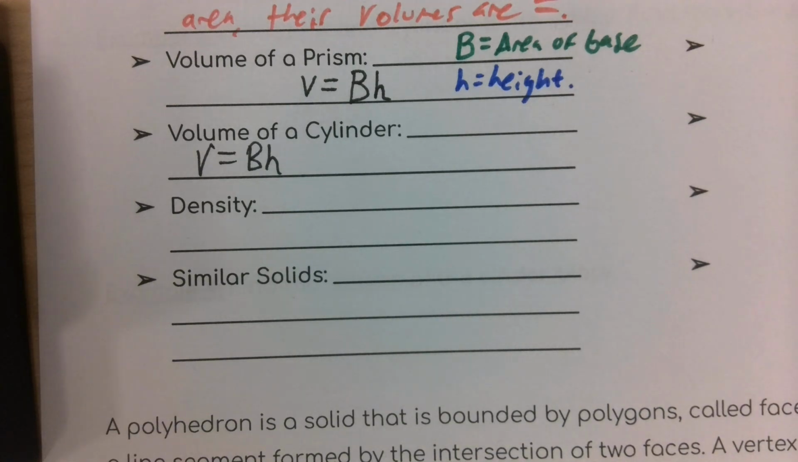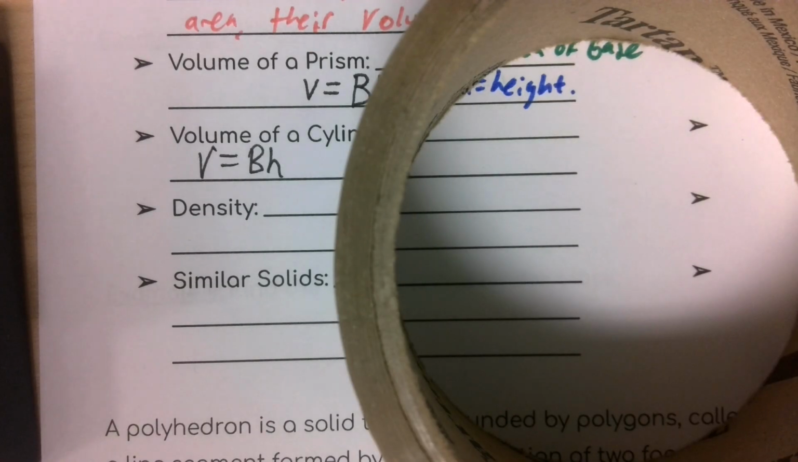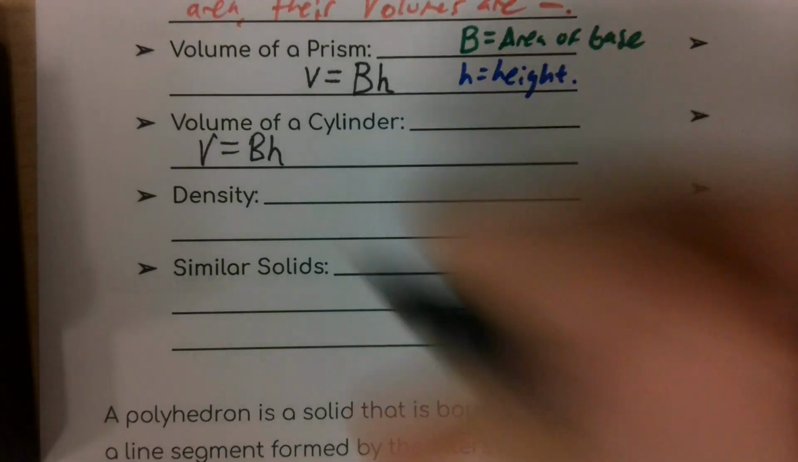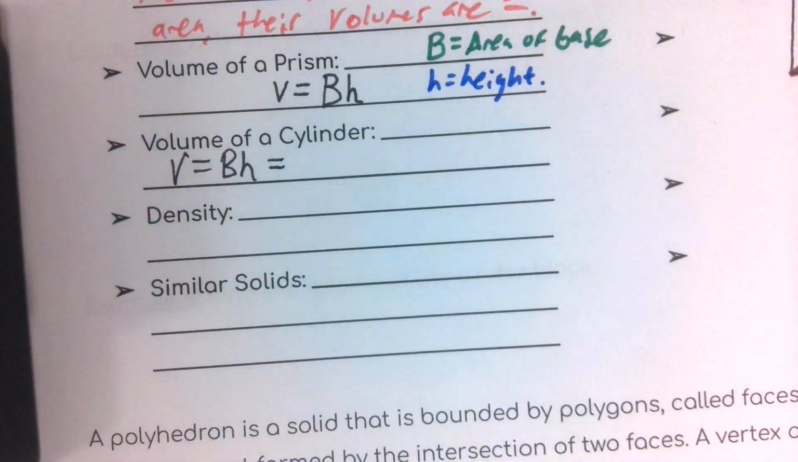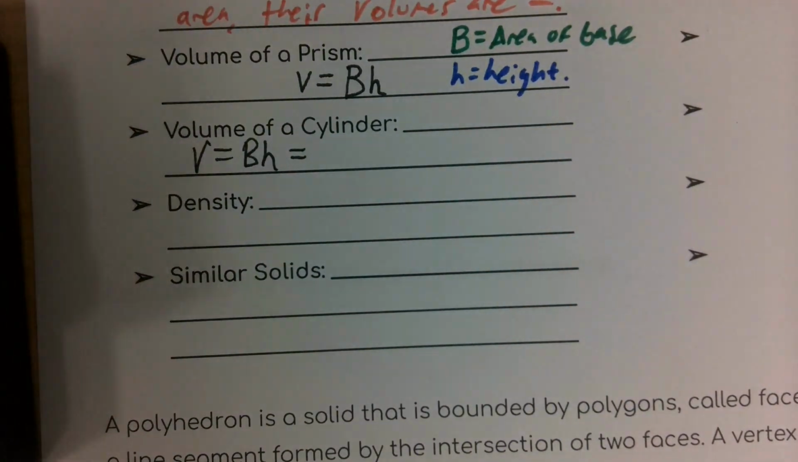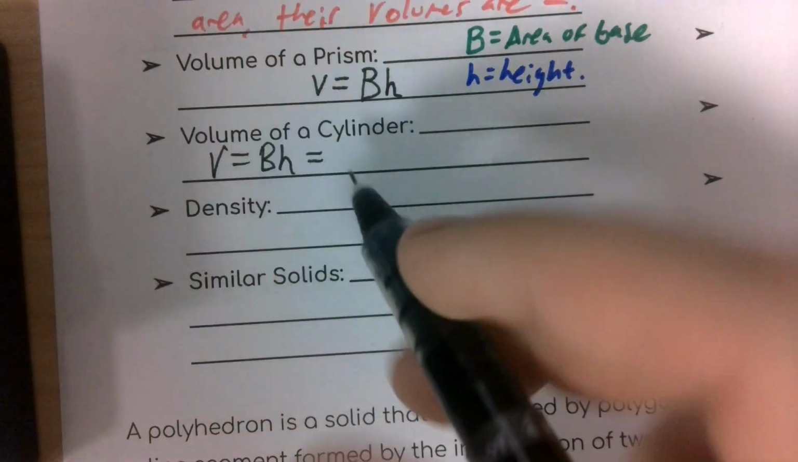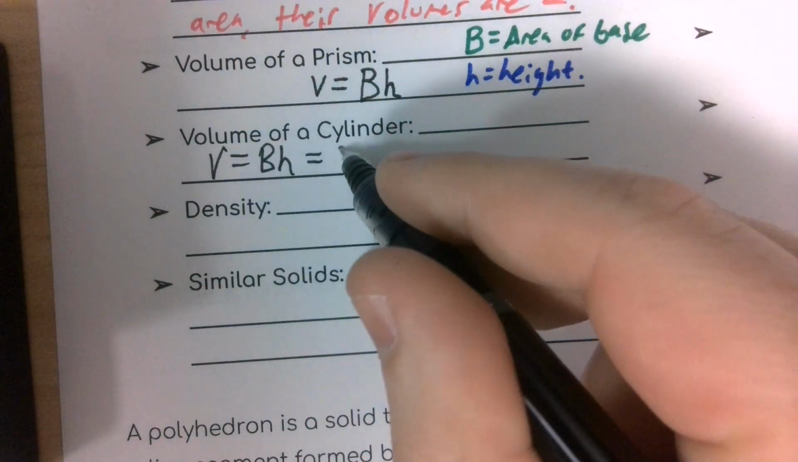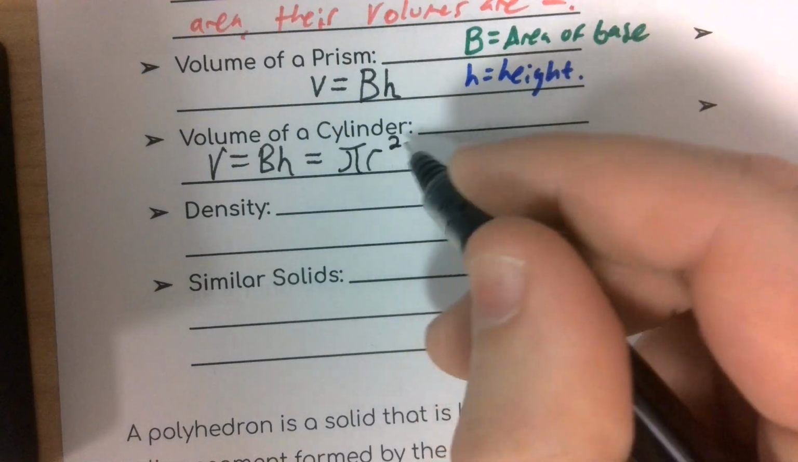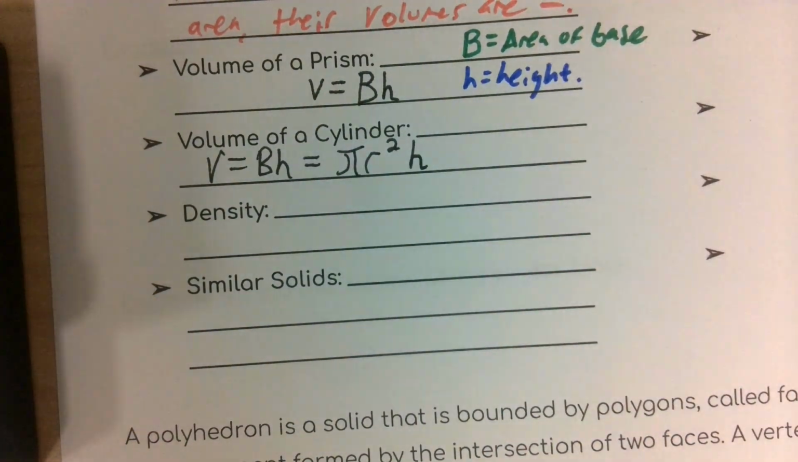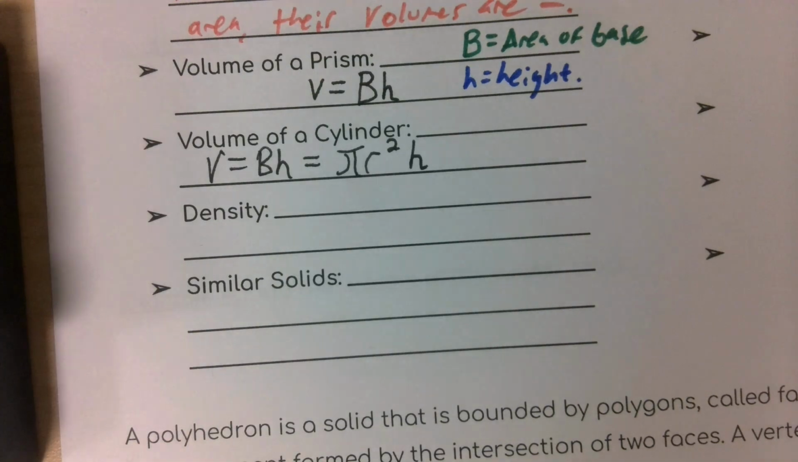Now, we can get more specific, and usually on tests, such as the SAT, you'll see the formula written in a more specific manner. After all, if the base is a circle, does it need to be just written as base times height? Well, if your base is always a circle, then we could just write the area of a circle times h. The area of a circle is pi r squared. So the volume of a cylinder is pi r squared h.